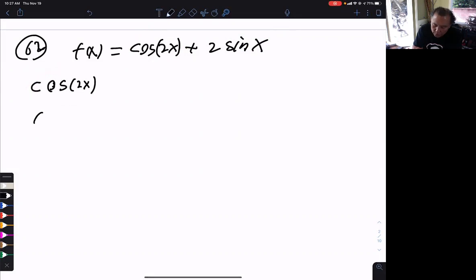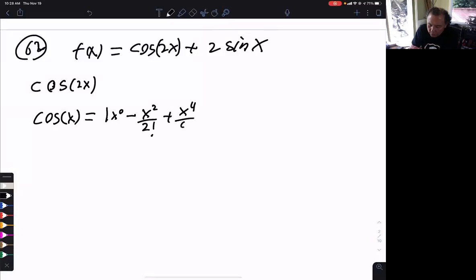Well, we know the Taylor series for cos x, or we should have that memorized. Okay? If you don't have it memorized, your job is to memorize that. It's going to start with 1, and technically the x to the 0, but you don't see that there, minus, and it's all the even powers, but it's going to be alternating signs. So it's going to be x squared over 2 factorial plus x to the 4th over 4 factorial.